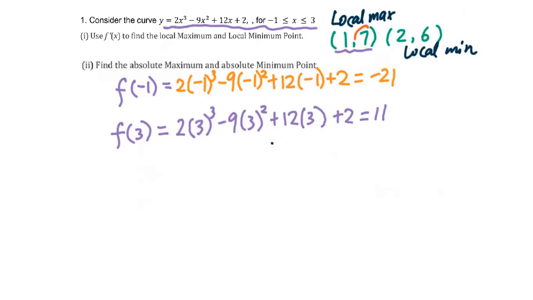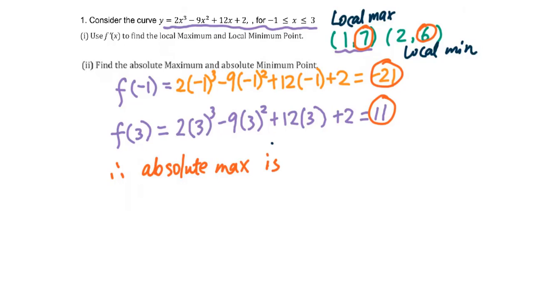This time you will compare 7, 6, -21, and 11. Then you will see the absolute maximum is 11 and the absolute minimum is -21.